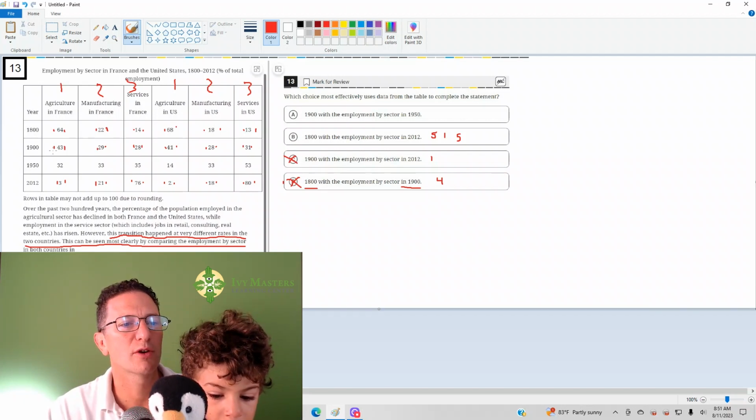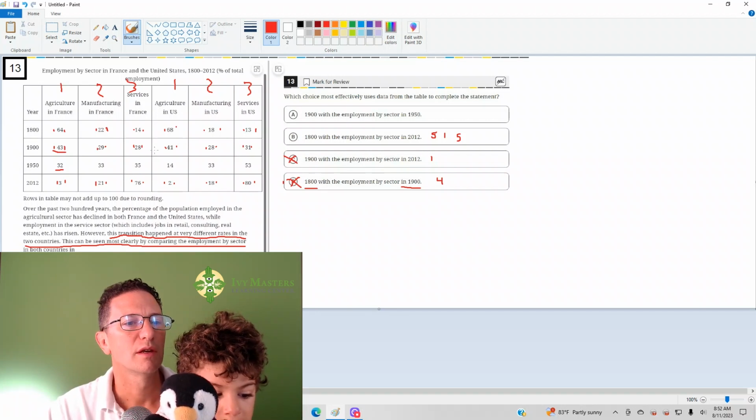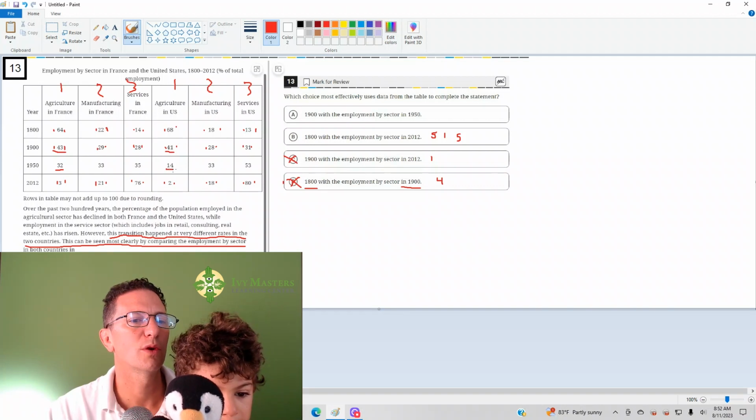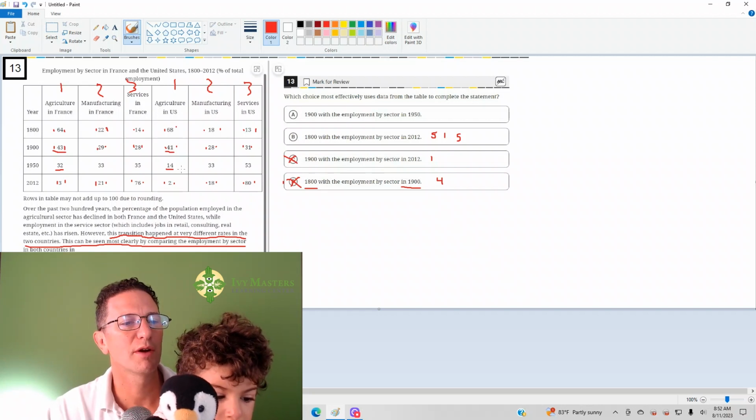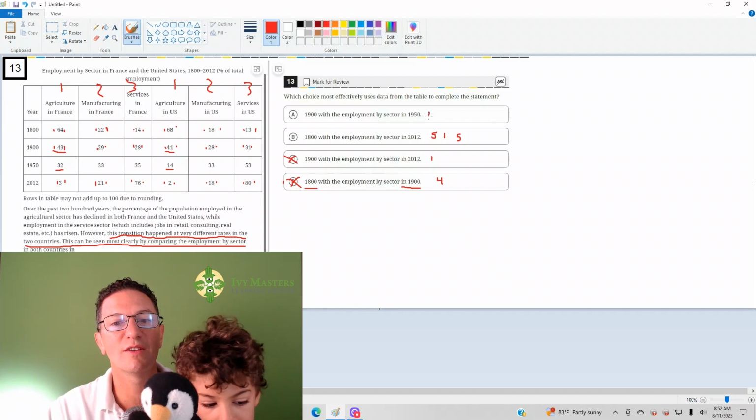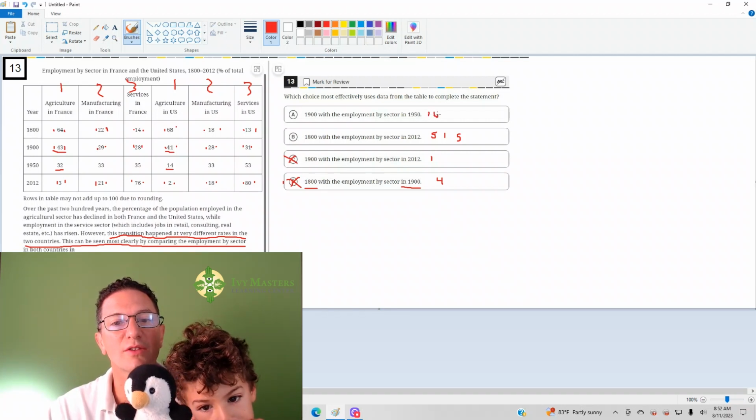1900, agriculture, 43. 1950, 32. It's a drop of 11%. Agriculture in the US, 41 to 14. That's a drop of 27. So we're comparing 27 and 11. That's a difference of 16. Boom, it looks like this is going to be our answer straight away, just based on that first metric.